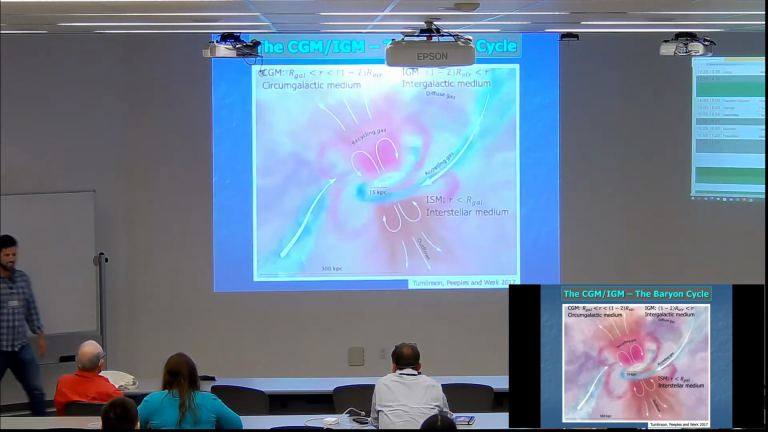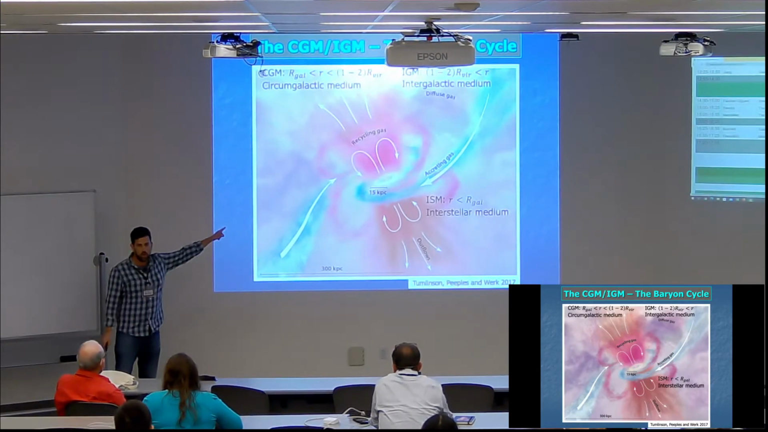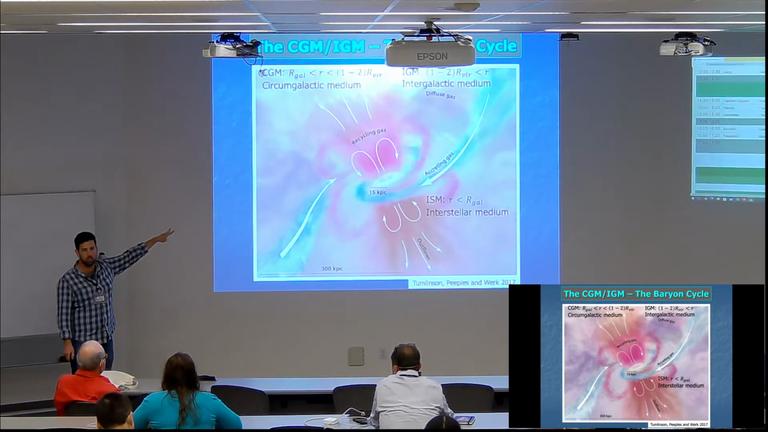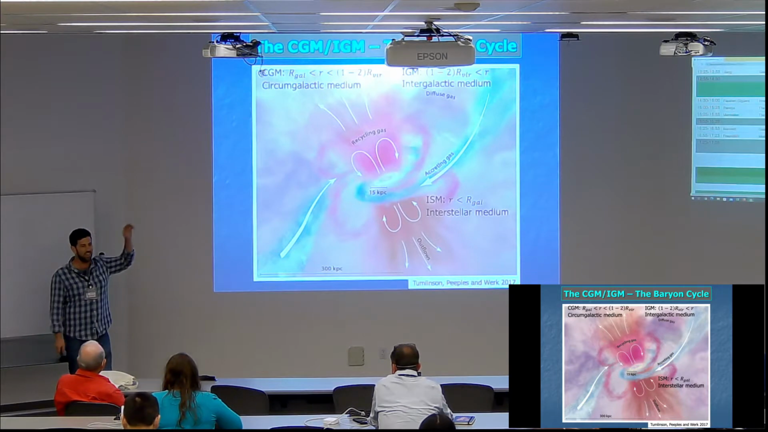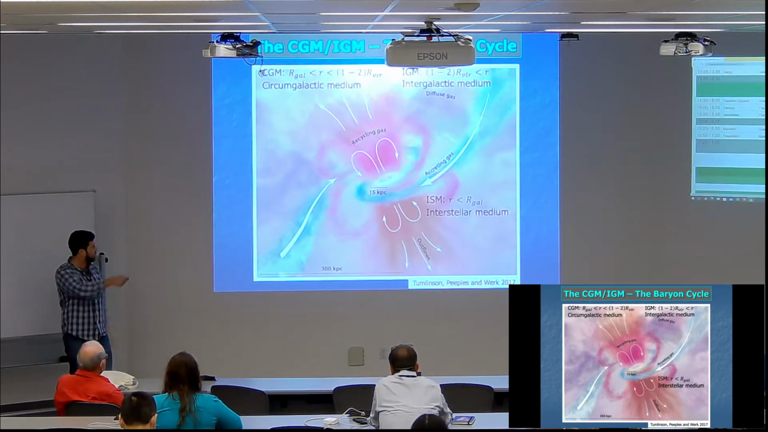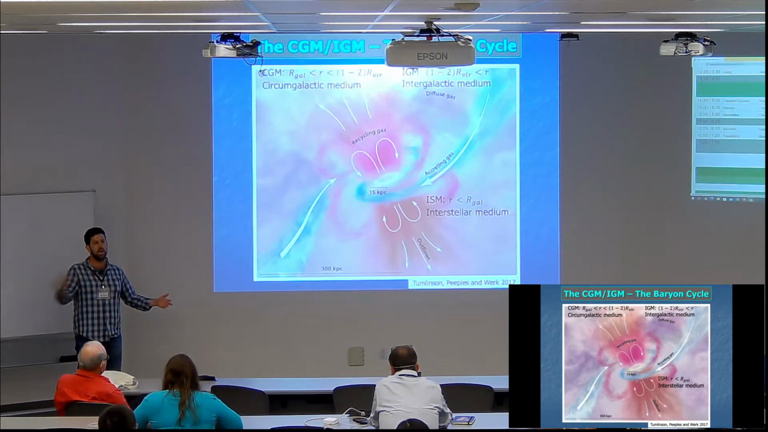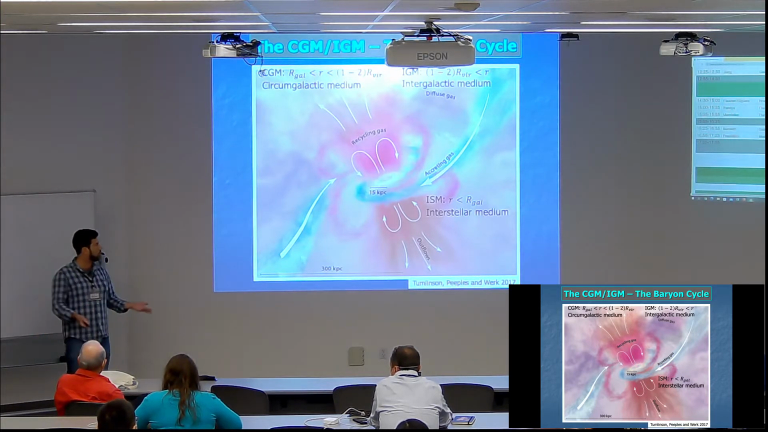Okay. A fun hobby of mine is to count how many times this figure appears in every conference. This is 2 so far by my count, and we're only in day 1. So anyone who cares about galaxy formation has to care about how gas flows into and out of galaxies. Otherwise, you can't really do much.